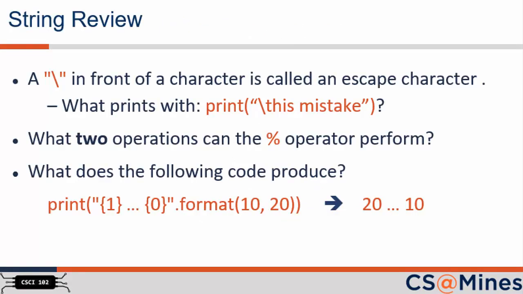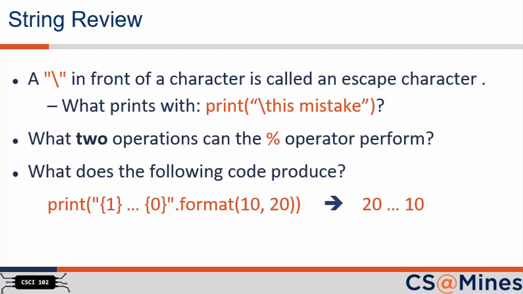But first, let's start with a review of our previous video on strings. Recall that putting a backslash in front of a character is called the escape character. An escape character allows us to tap into certain whitespace characters, such as tabs, and also allows us to turn special characters, such as quotes, into ordinary characters. For example, what will \this mistake print? This command will print a tab and then the words his mistake.